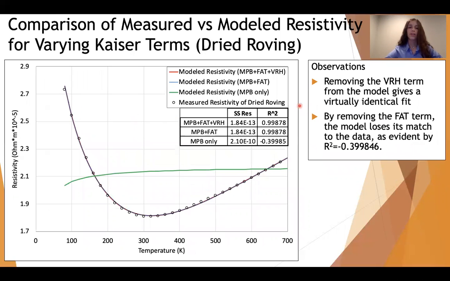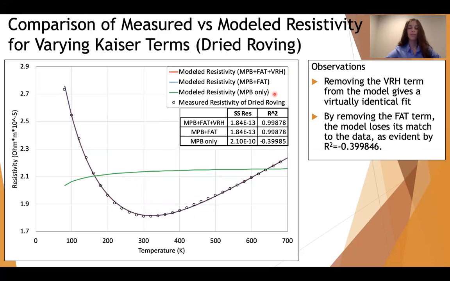Going back to what I explained on a previous slide about the Kaiser model, it consists of three main terms: metallic phonon backscattering, fluctuation-assisted tunneling, and variable range hopping. In order to determine which of these terms contributes the most to the conductivity of the CNT, I created different models including or not including certain terms. First, I removed the variable range hopping term, which is given by the red and the blue lines. As you can see, the red and blue lines are virtually identical fits. So even though I removed variable range hopping, it did not seem to affect the fit of the data.